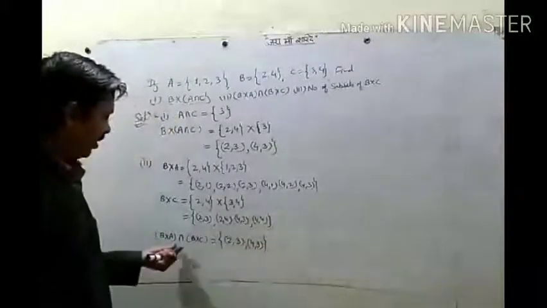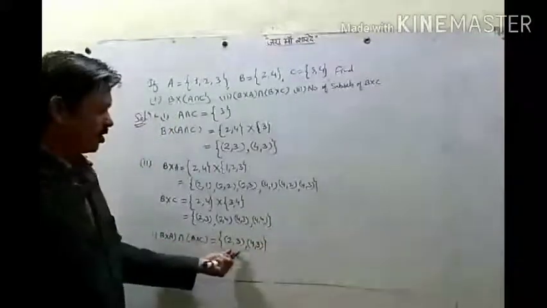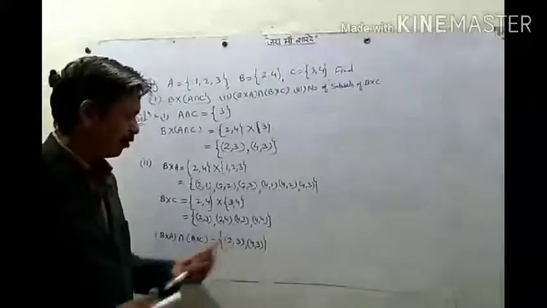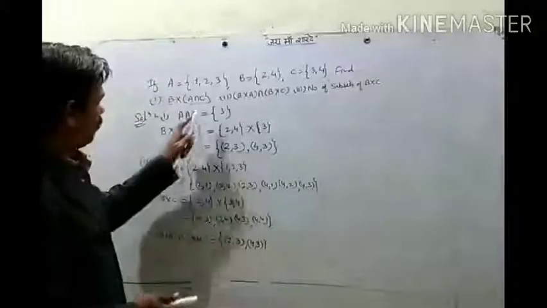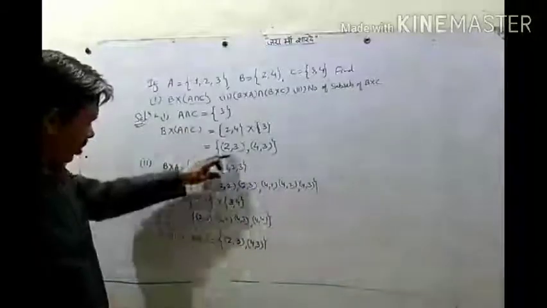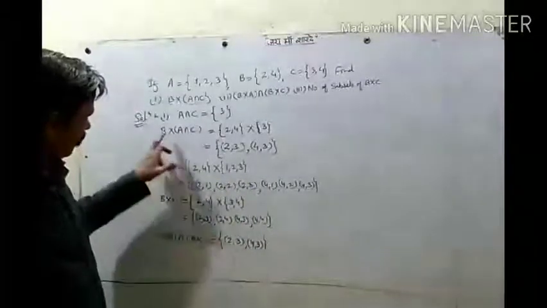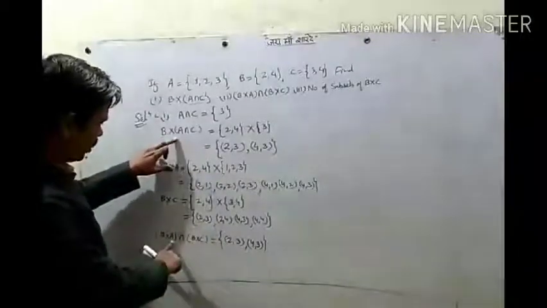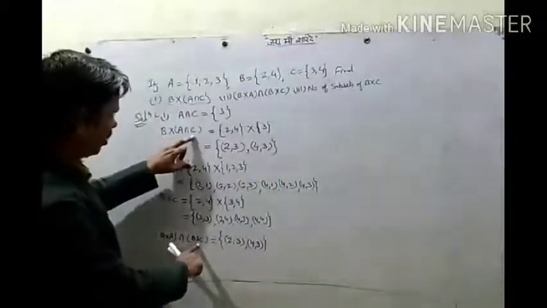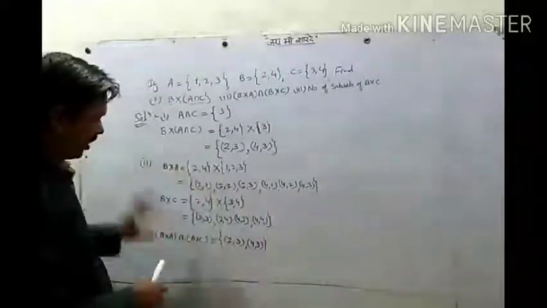So intersection of B cross A and B cross C is having two elements 2, 3 and 4, 3. ठीक है. This is our second answer. From this what we are getting? These two are same. Means B cross A intersection C, we can write B cross A intersection B cross C. Distributive property we can apply here.